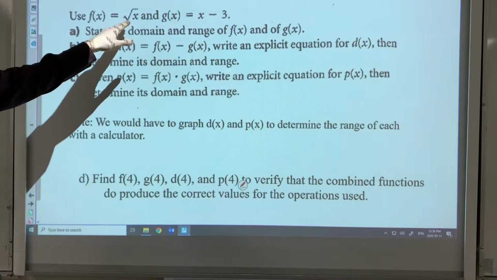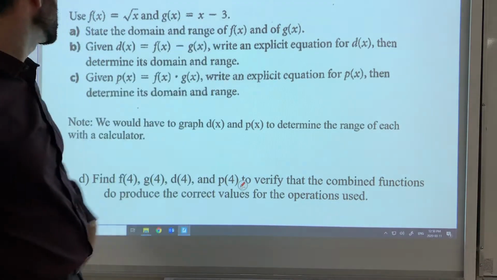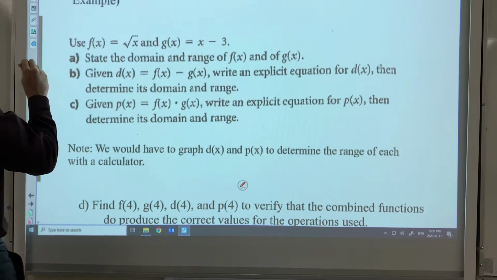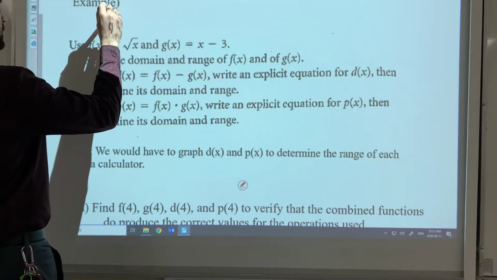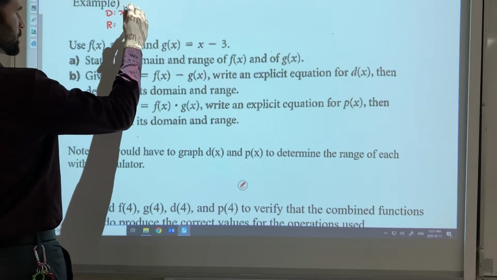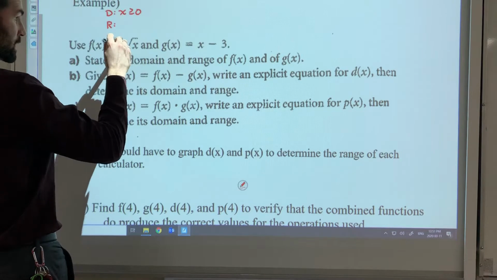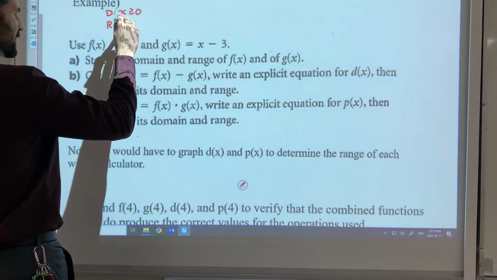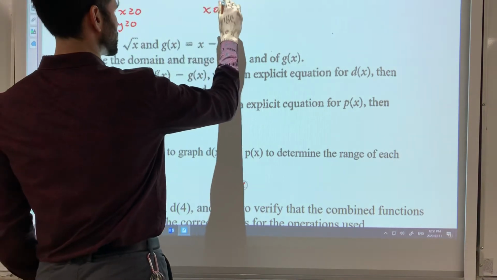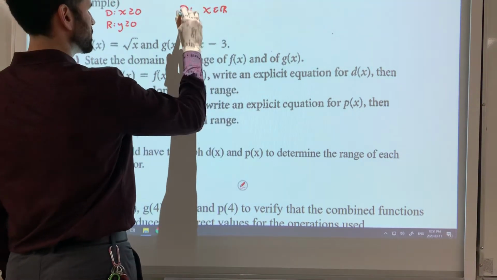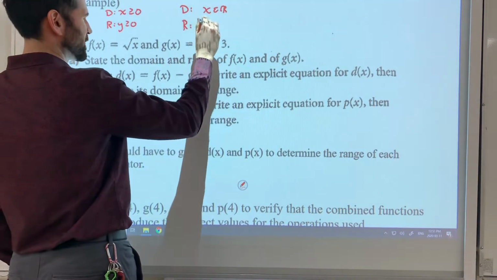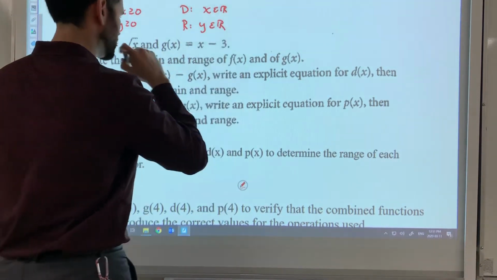So here we have f of x as the square root of x, and g of x is x minus 3. Let's find the domain and range of each one individually. For part a, the domain for f is going to be x greater than or equal to 0. And the range, well, we know what this one looks like: y greater than or equal to 0. For g, x is an element of the reals for the domain. And for the range, it's just a linear function, so y is an element of the reals.